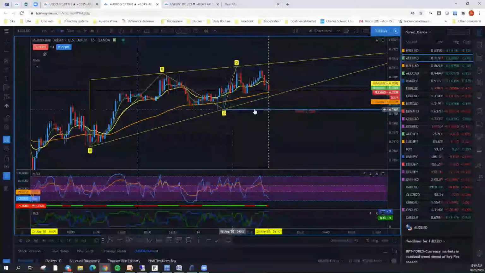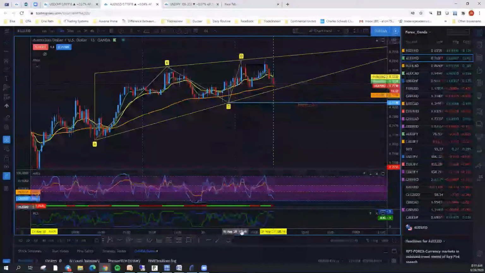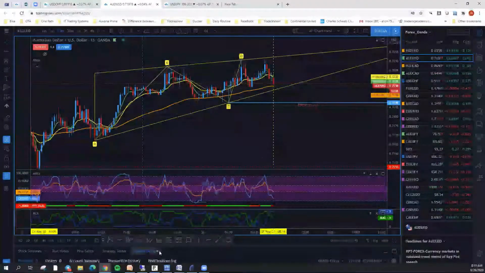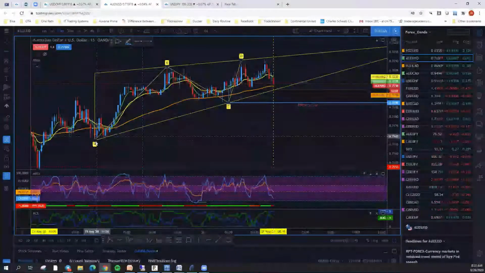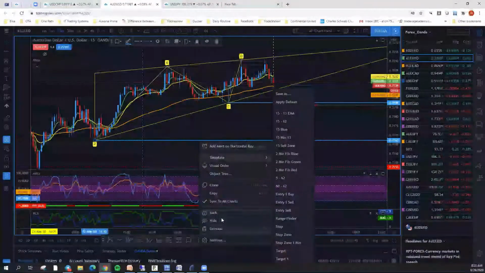I want to see a close below that pivot. And then my target would be down here by the A. So this is going to be my target if it does break to the downside. This would be target 1.